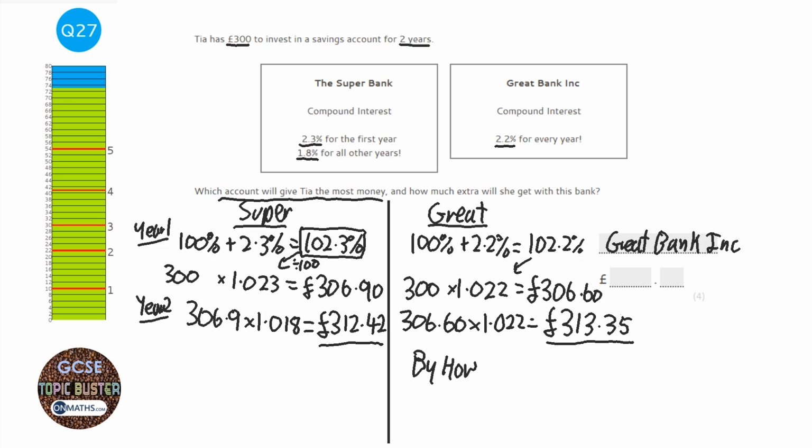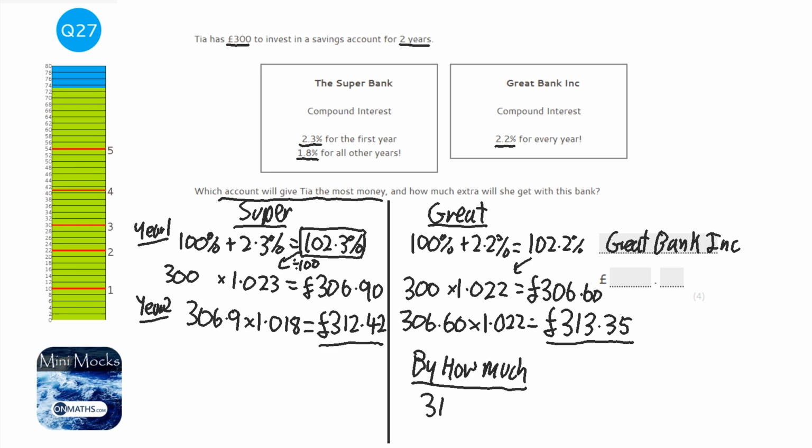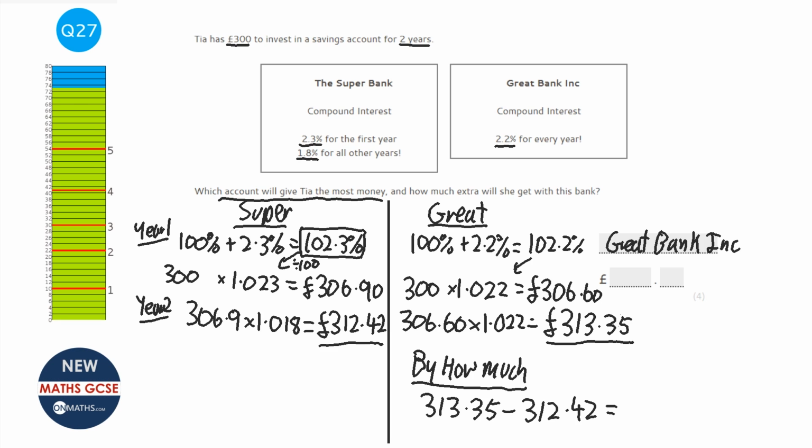So I'm going to get that by how much. Let's show the examiner what I'm doing. So I'm going to do 313.35, take away 312.42. So 313.35, take away 312.42. And I get the answer of 93p. So £0.93.